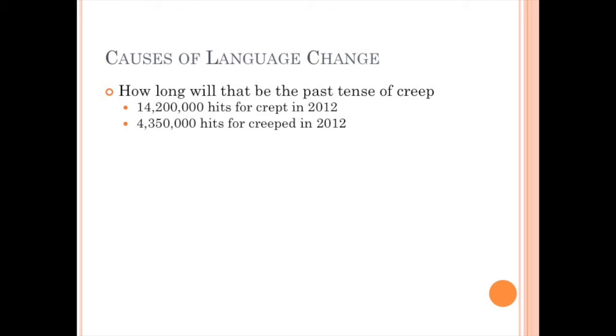I think we can predict one example of regularization. I think that in, say, the next 50 years, creeped will have completely replaced crept as the past tense form of the verb creep. Crept is still the more accepted form, but the past tense creeped has begun to creep into our language and into some dictionaries.